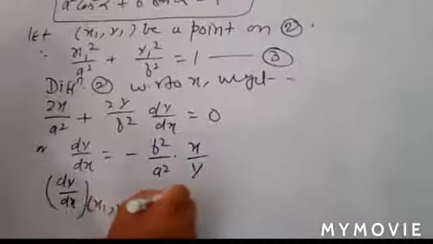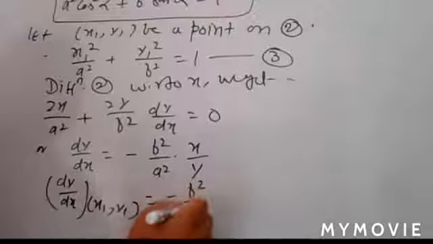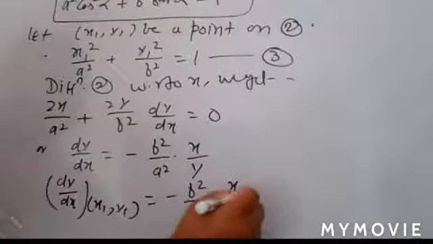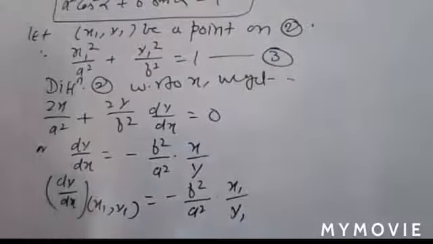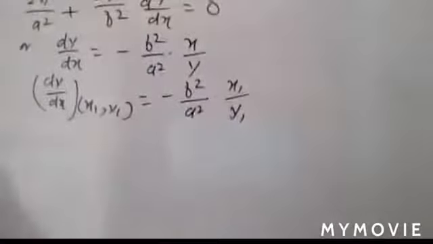at the given point x1, y1. So that will be minus b square upon a square into x1 upon y1. That gives the value of the derivative at the point of contact. Now you can very easily find the equation of tangent.